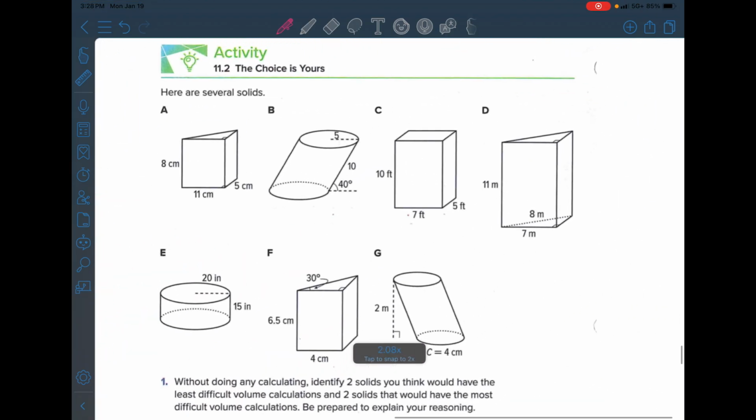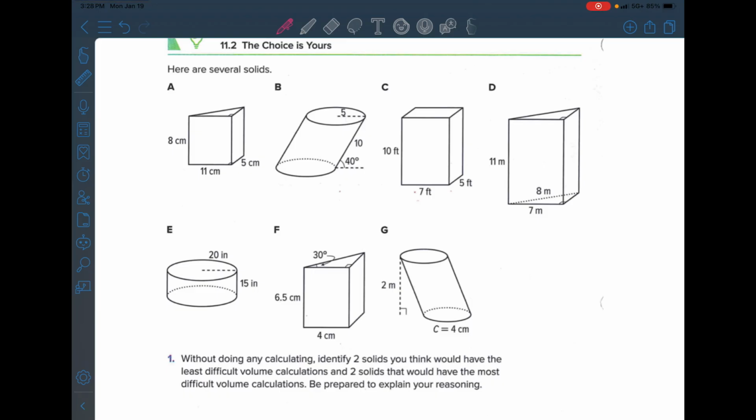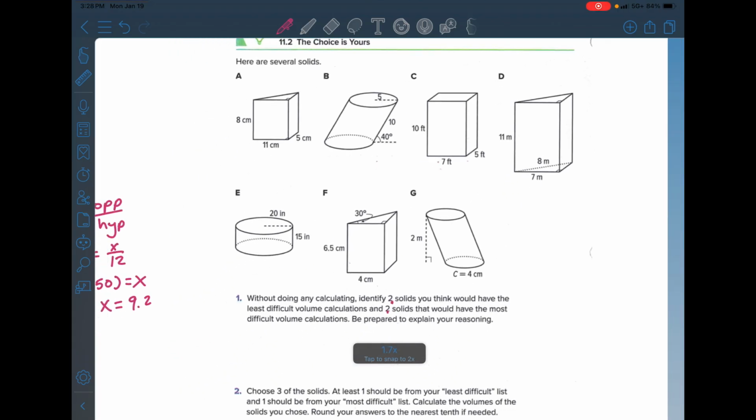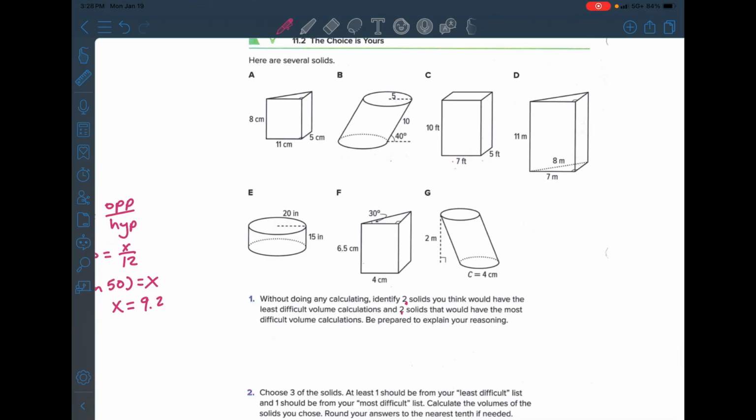Let's look at this. Here are several solids. Without doing any calculating, identify 2 solids you think would have the least difficult volume calculations and 2 solids that would have the most difficult volume calculations. Okay, so I want you to go through here and tell me which 2 you think would be the easiest, which 2 you think would be the most difficult, and why.